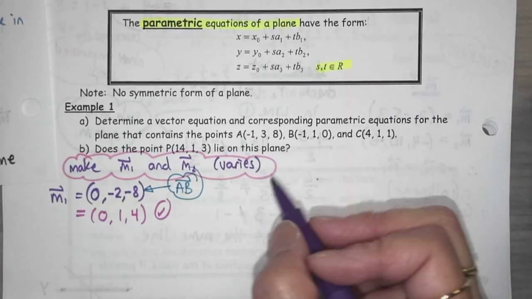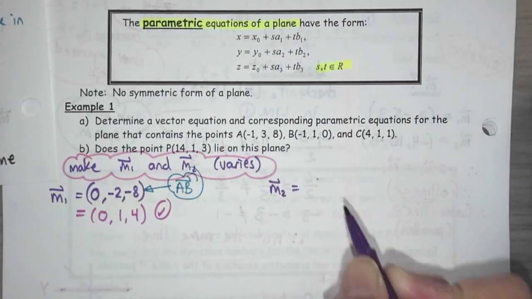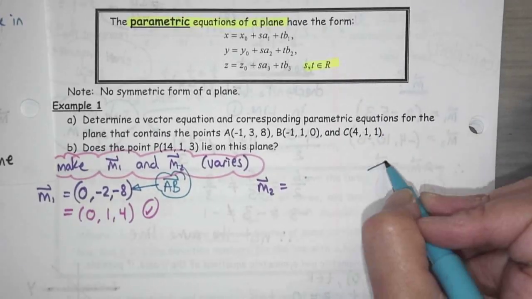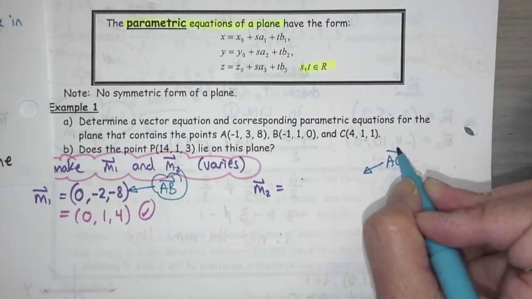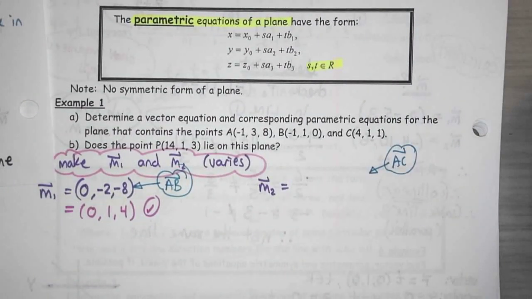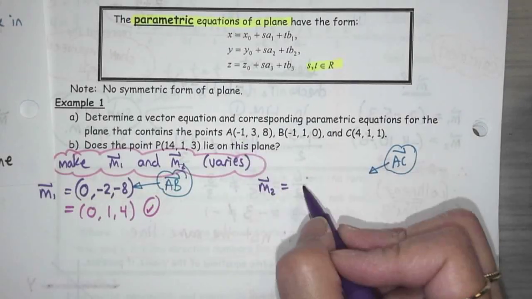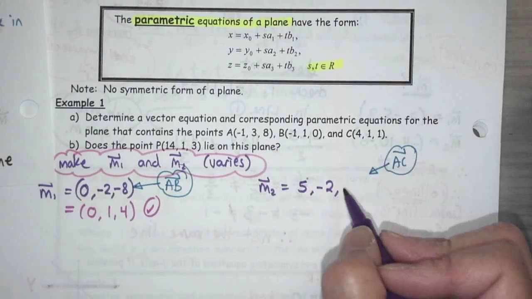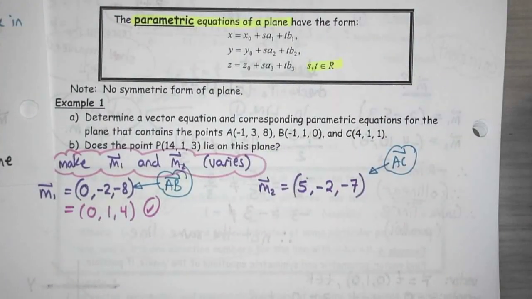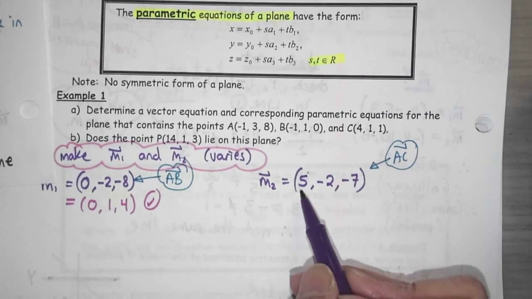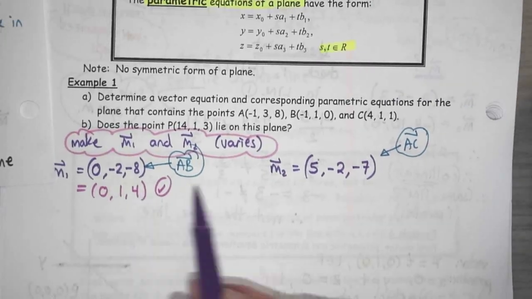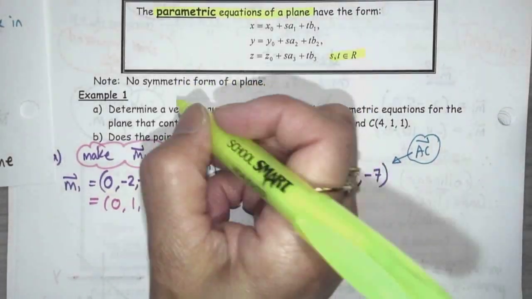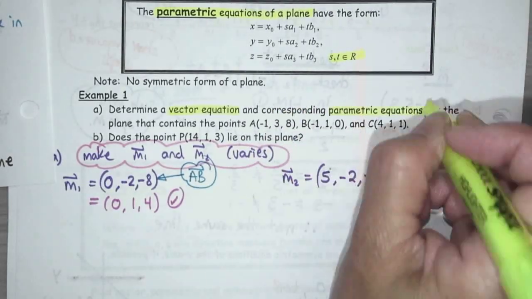And then we're going to create an M2. I usually do AB, AC. Just don't be fancy, don't do anything silly. So AB, AC. Here I would do 4 minus 1, so 5. 1 minus 3, so -2. And 1 minus 8, so -7. Can't really reduce that one, so I'll leave it that way. I like to start with the positive, so I usually leave it that way. So we're good to go. We've got our 2. And our vector equation, so we're doing both a vector equation and the parametric equation.